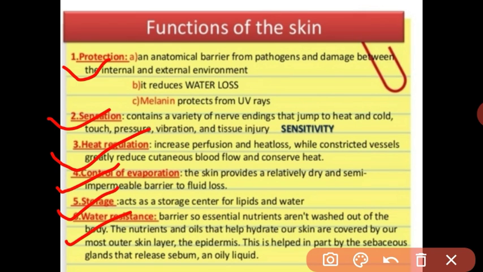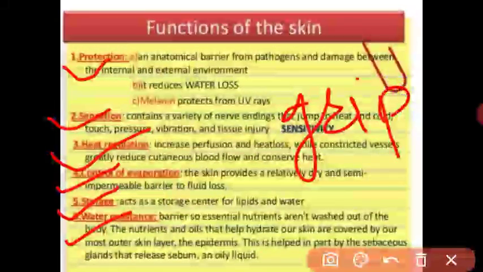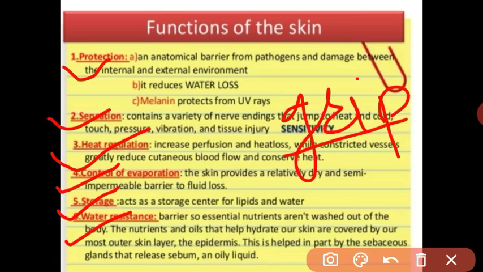Another important function is grip. The skin on the fingers and on the palms forms ridges and grooves, which provide an efficient grip for our fingers while we are writing or holding things. Got it? The seventh function of the skin.